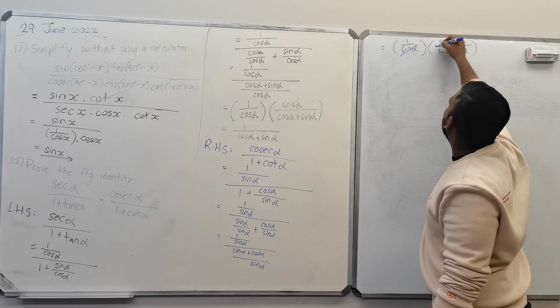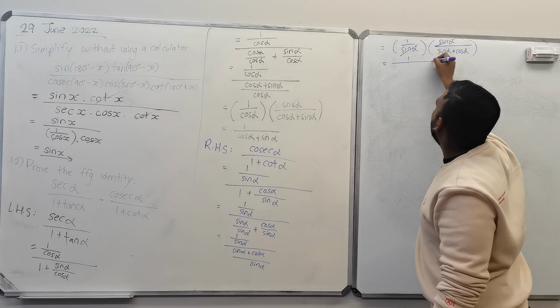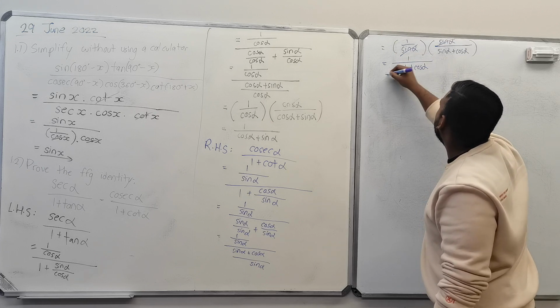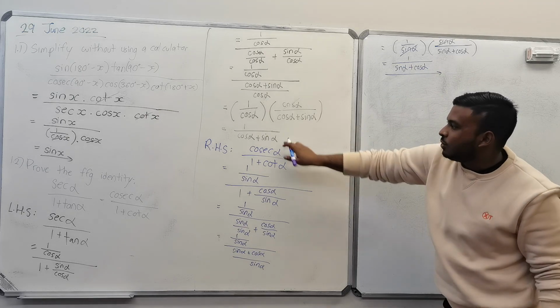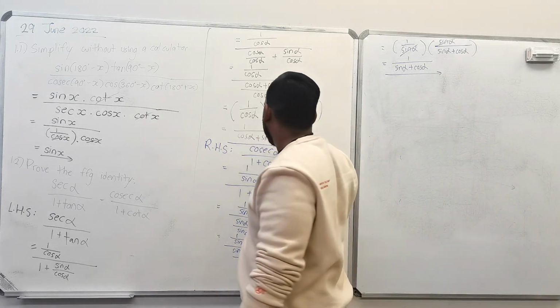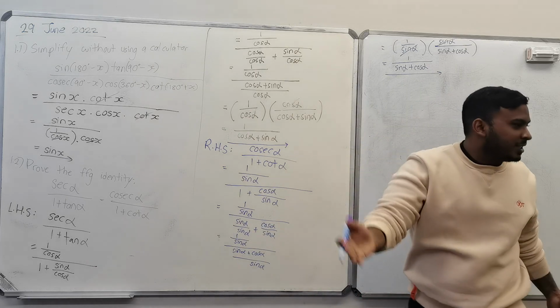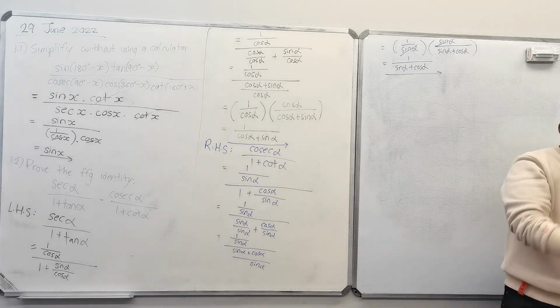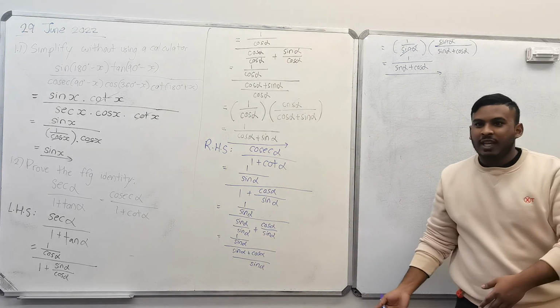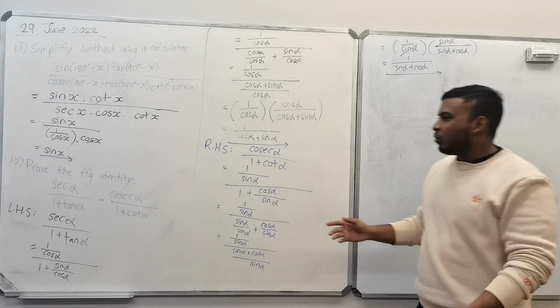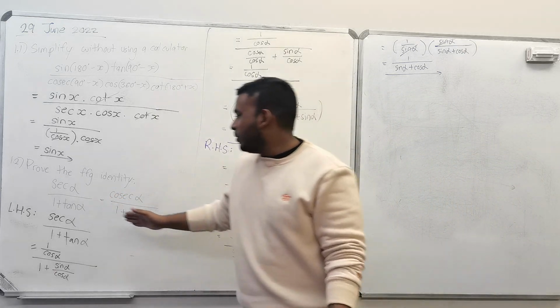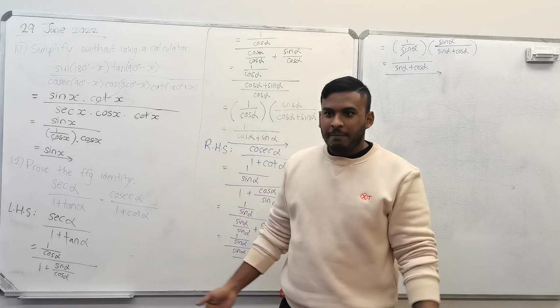What will happen? Cancel, cancel. 1 over sine alpha plus cos alpha. And this is equal to that. Remember, it's the same thing. Cos alpha plus sine alpha is the same as sine alpha plus cos alpha. Now your left hand side is equal to your right hand side. You prove that this is equal to this.